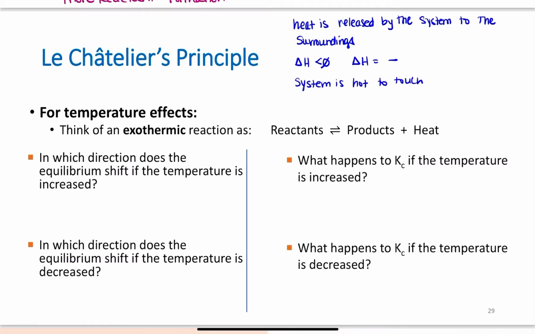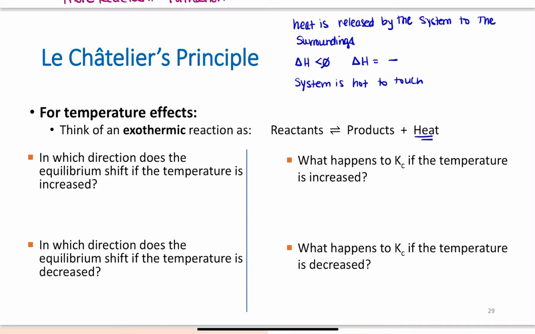When you have an exothermic reaction, I want you to think about the reaction as reactants in equilibrium with products plus heat, and heat here is a product. So before we saw heat as a reactant, now heat is a product. Because the system is losing heat to the surroundings, it is generating heat as a product.